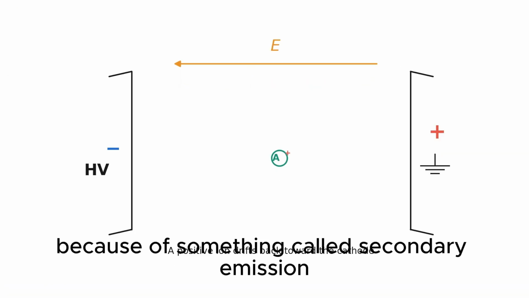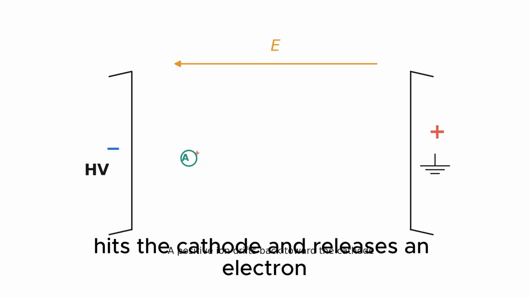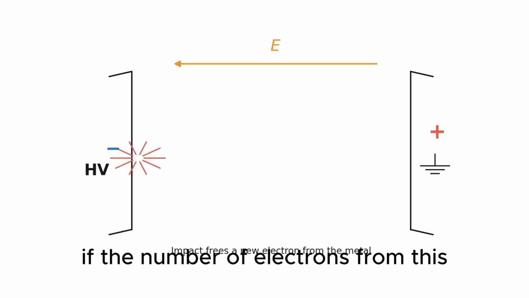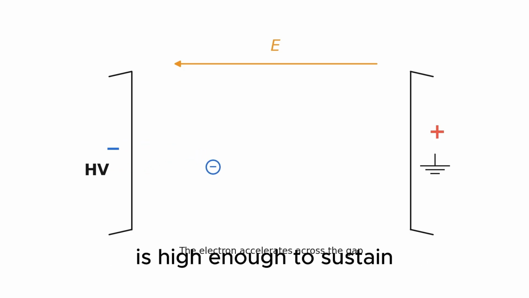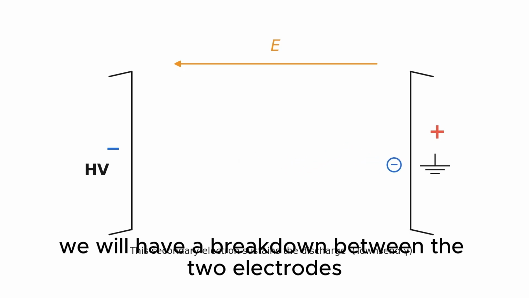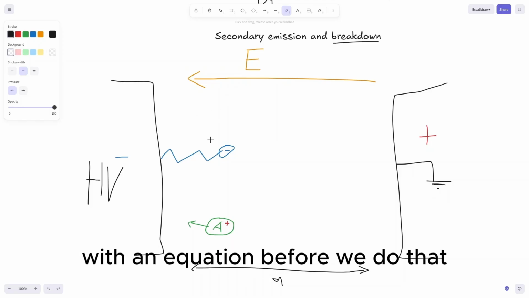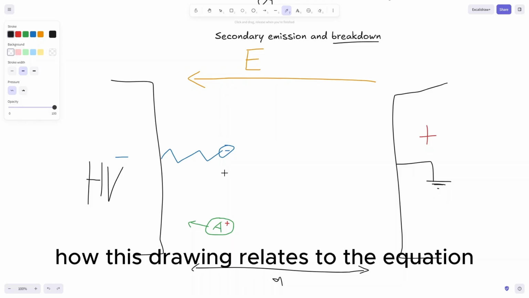Breakdown happens because of something called secondary emission, where a positive ion drifts back towards the cathode, hits the cathode, and releases an electron. If the number of electrons from this is high enough to sustain the discharge, creating avalanches upon avalanches, then we will have a breakdown between the two electrodes. Now, how can we describe this secondary emission with an equation? Before we do that, we need to understand how this drawing relates to the equation.